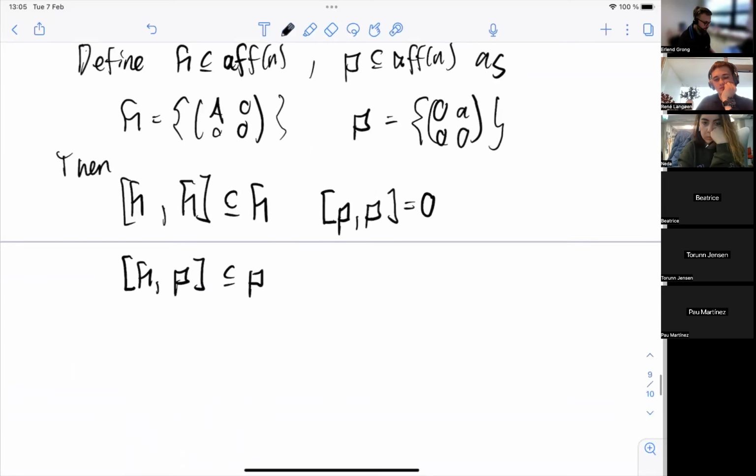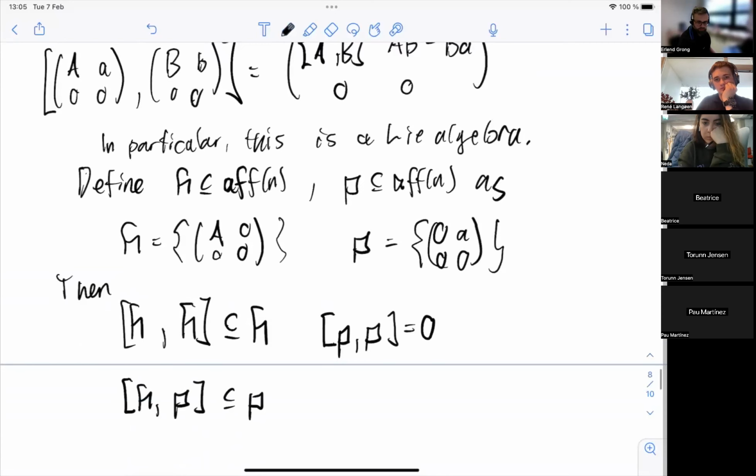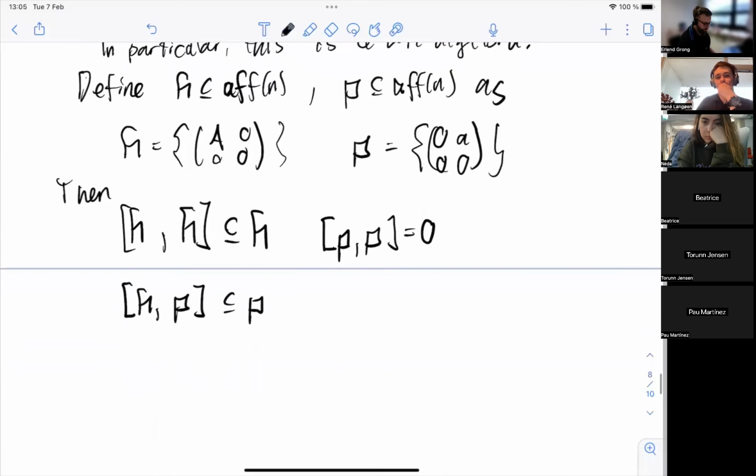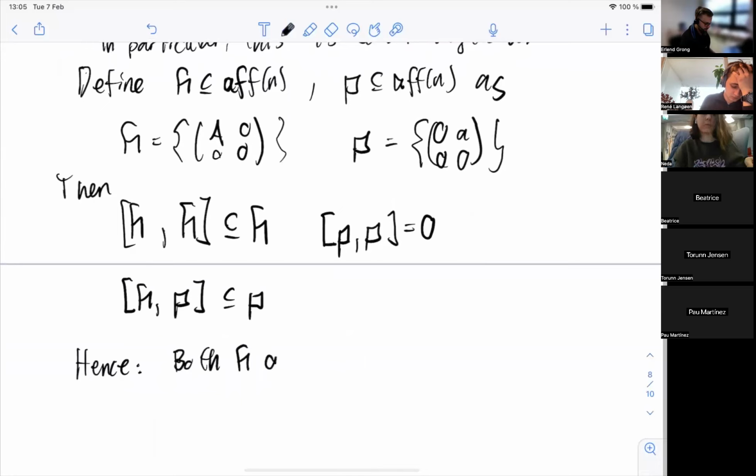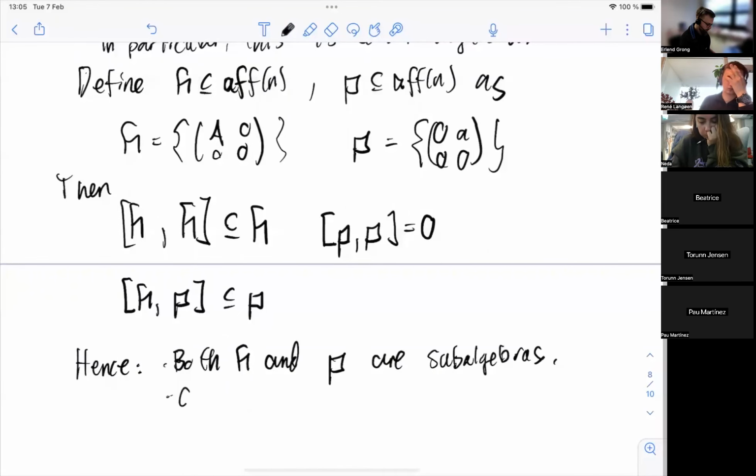So this notation just means I'm taking all elements from here, right? So hence, both H and P are subalgebras, but only P is an ideal.